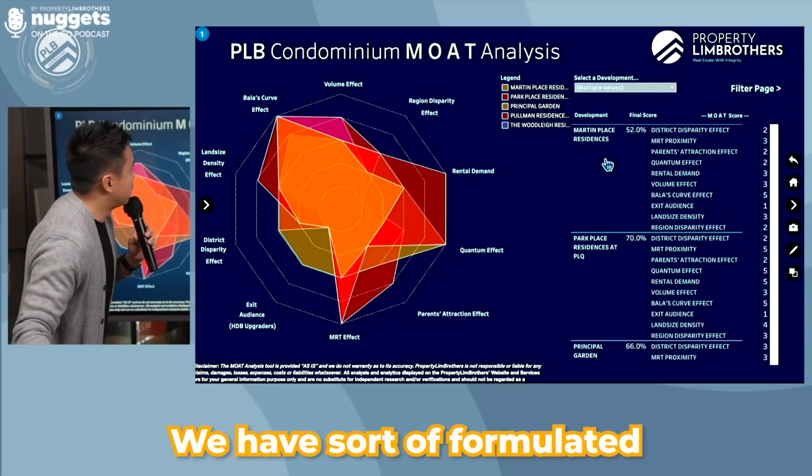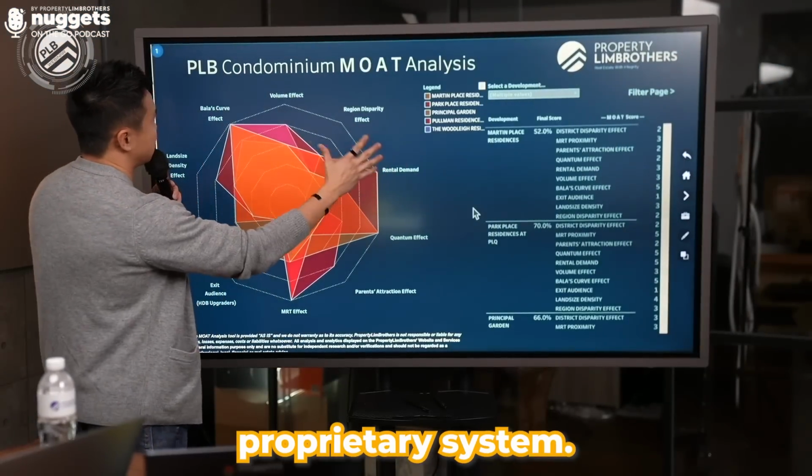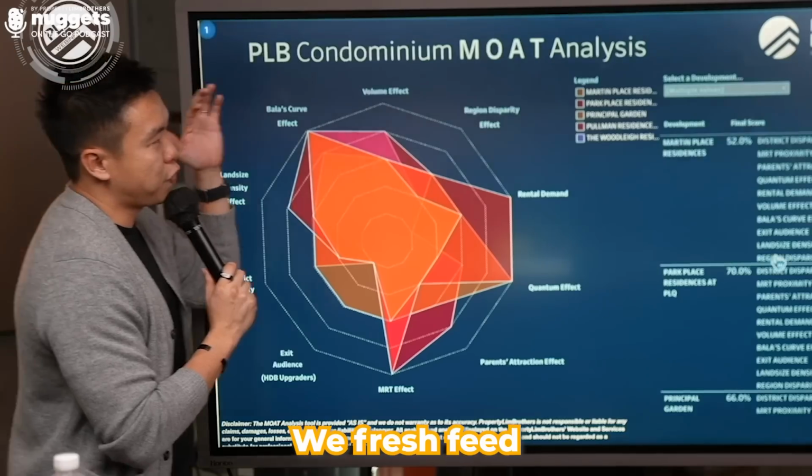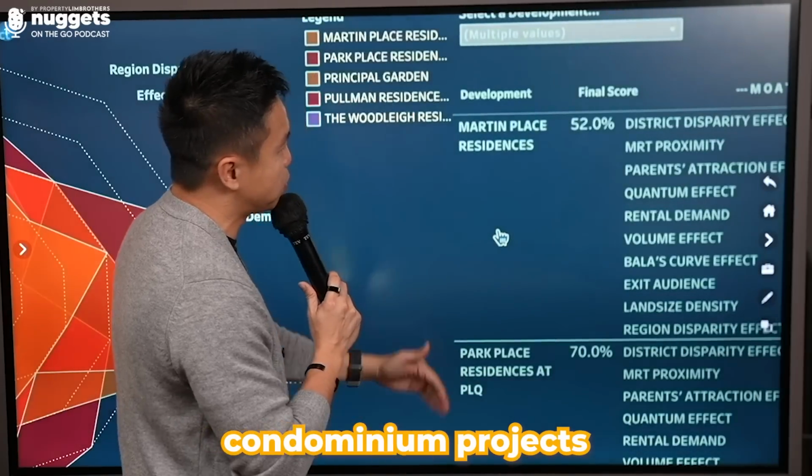We have formulated our own in-house proprietary system. This is called PLB Condominium Analysis. We feed fresh API data of all the condominium projects in Singapore.